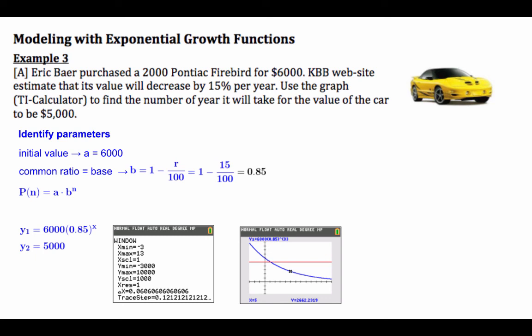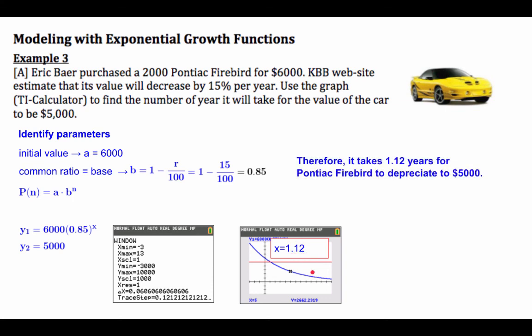Now, once you hit trace and hit the calc button, second calc, right? You're going to find the intersection of the two right here. I showed you how to do that in class. When you do that, the answer comes out to 1.12. So you could conclude that, therefore, it will take 1.12 years for the Pontiac Firebird to depreciate to $5,000.